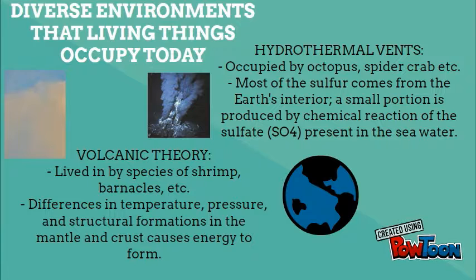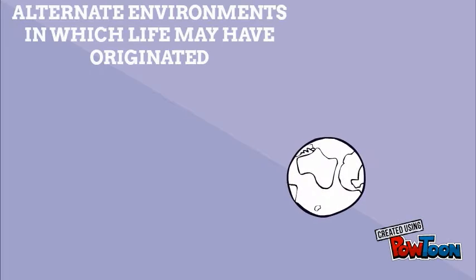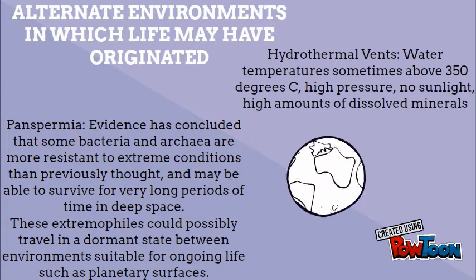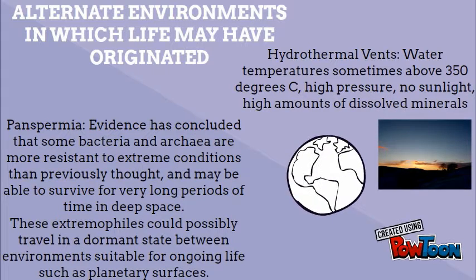Differences in temperature, pressure, and structural formations in the mantle and crust cause energy and life to form. Life may have originated from hydrothermal vents. The water temperatures are sometimes above 350 degrees Celsius. There is high pressure, no sunlight, and high amounts of dissolved minerals, such as hydrogen sulfide, which are toxic to animals on land.